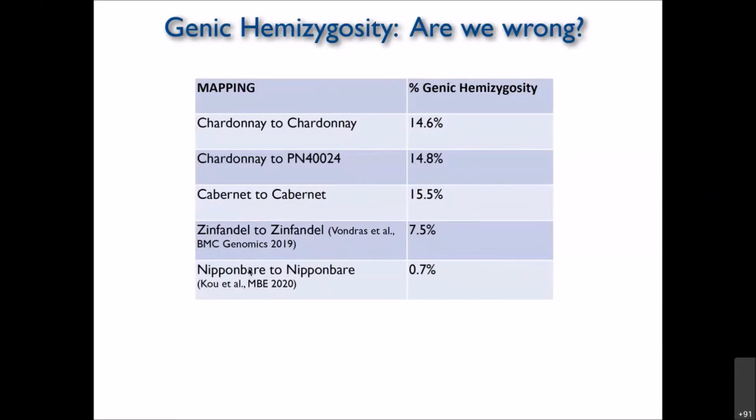And so we compared rice to rice, long reads of rice to the long read rice reference using the same approach. And we got about 0.7% gene hemizygosity. So I think this is probably our error rate. Remember, rice is selfing. It's got to be hemizygous or homozygous by definition.